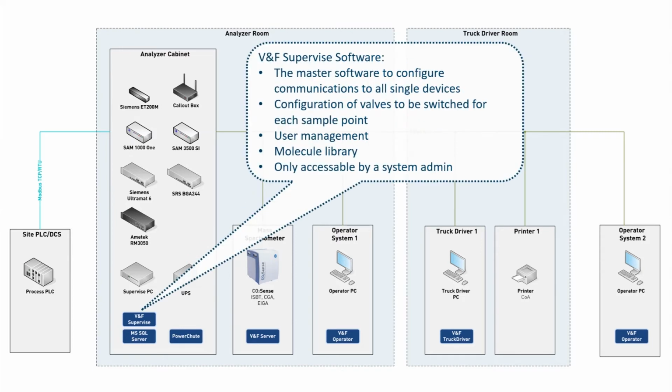The V&F supervisory software is the master software within the PremierGuard system. In this software, the communication with all single devices is configured. The configuration of the valves to be switched for each sample point is also done within the V&F supervisory software. Also the user management and the molecule library are part of the supervisory software. These settings can only be accessed by a system administrator.